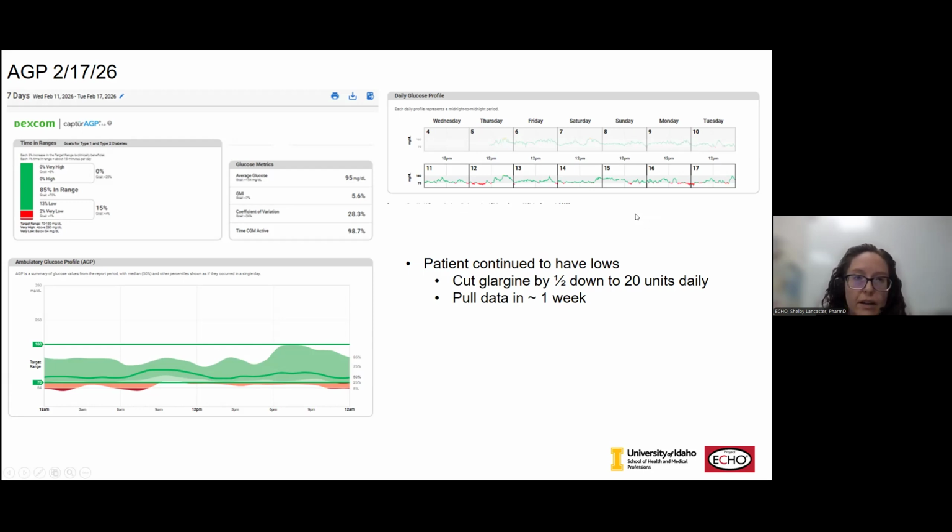So at that check-in, we talked to the patient about reducing that glargine by half, down to 20 units daily, and pull that data in 1 week. I'd rather the patient run a little bit high than low, and we can always increase the dose of the glargine at that 1 week follow-up.